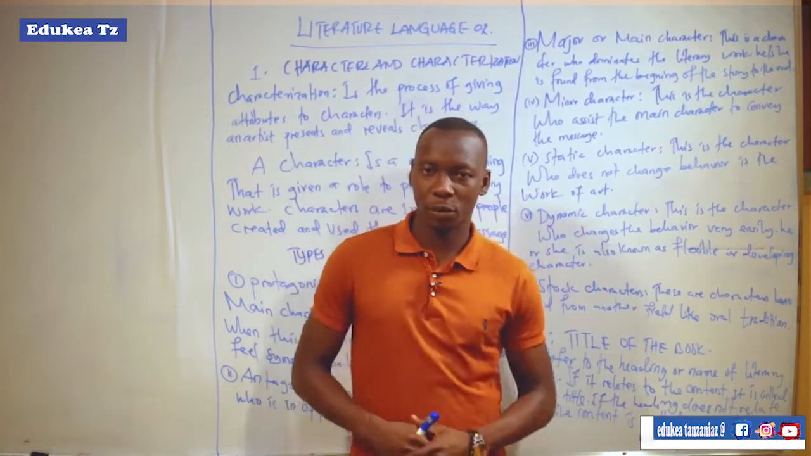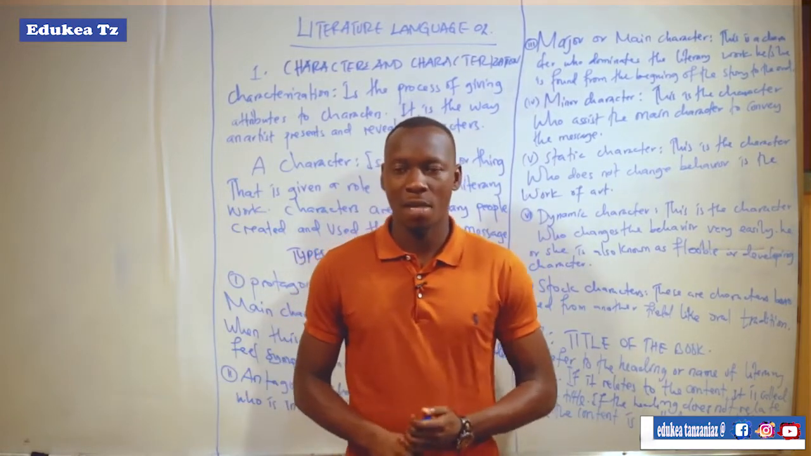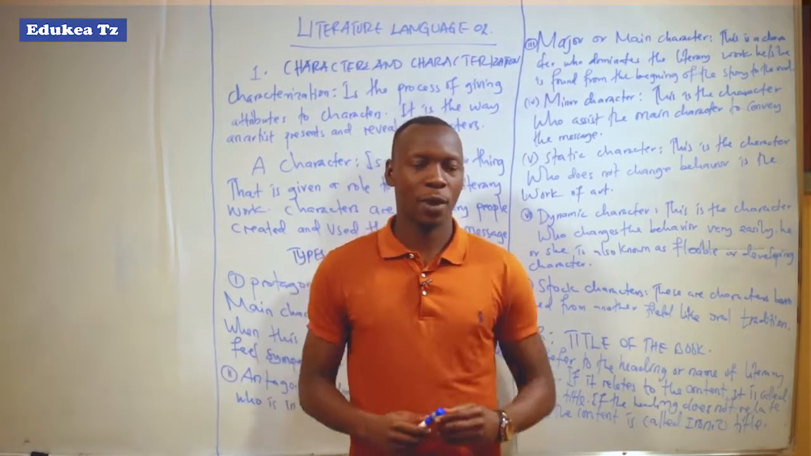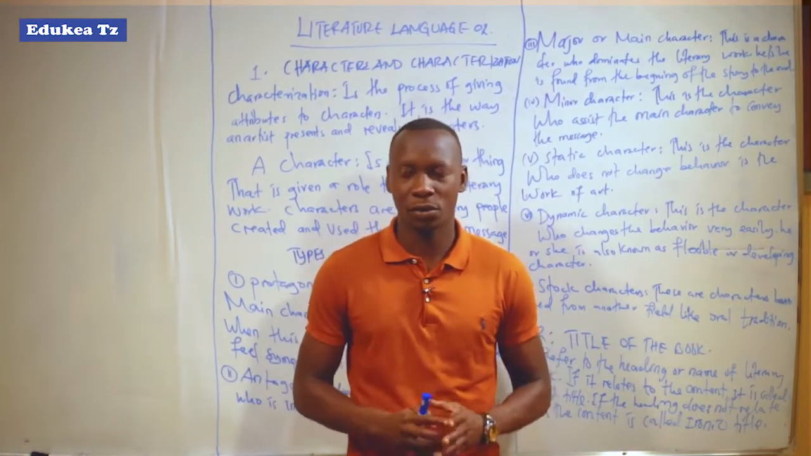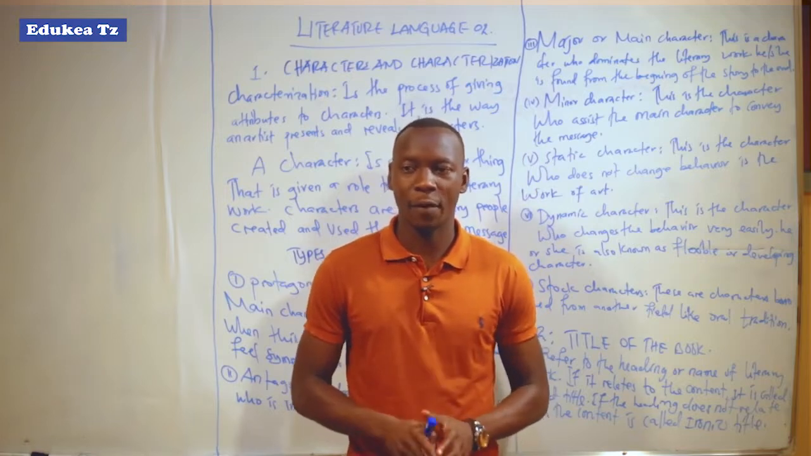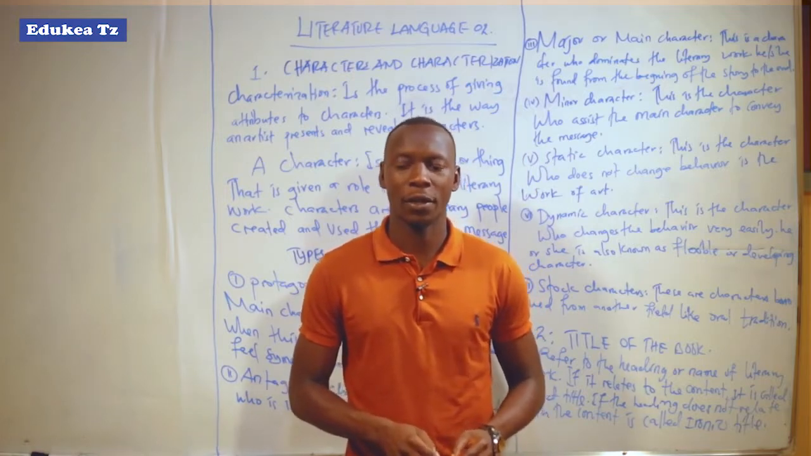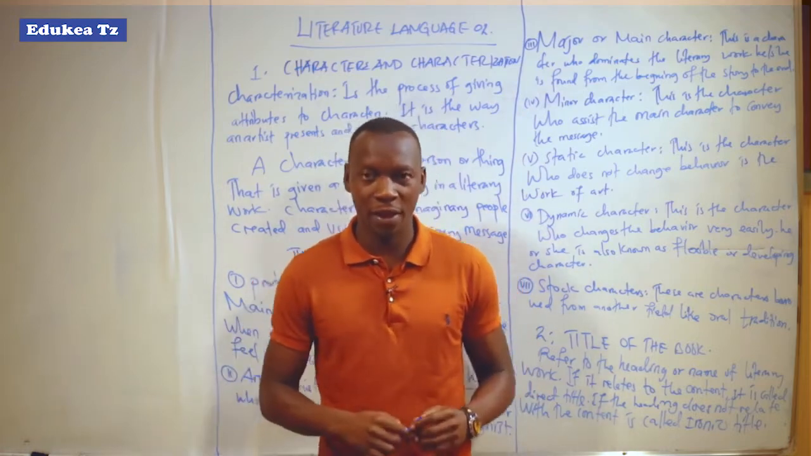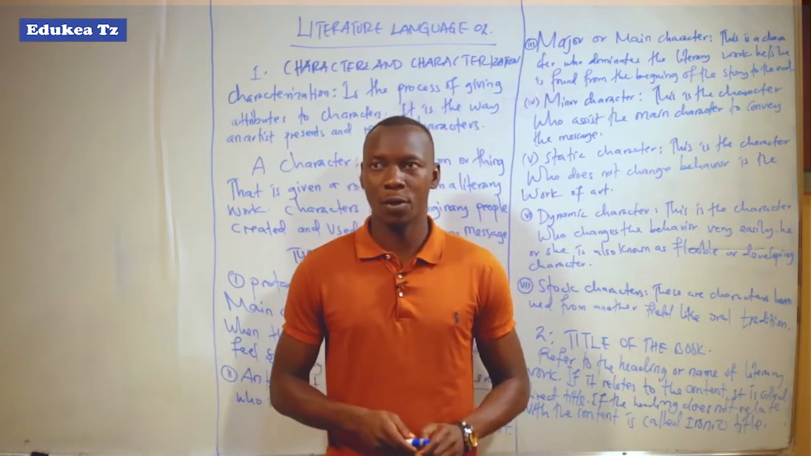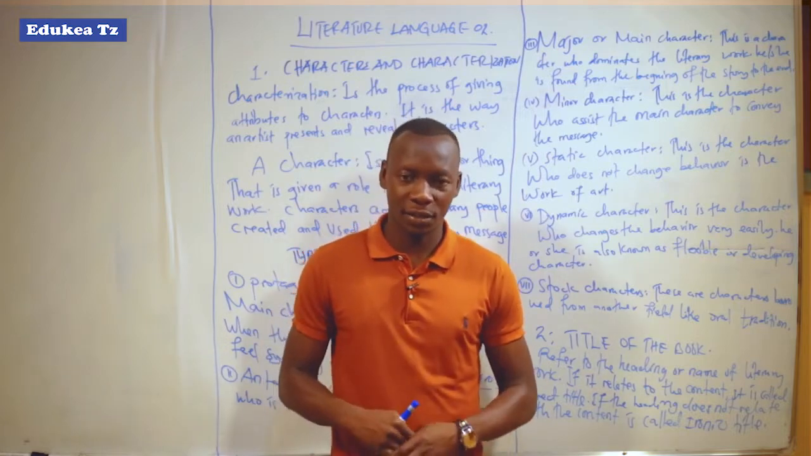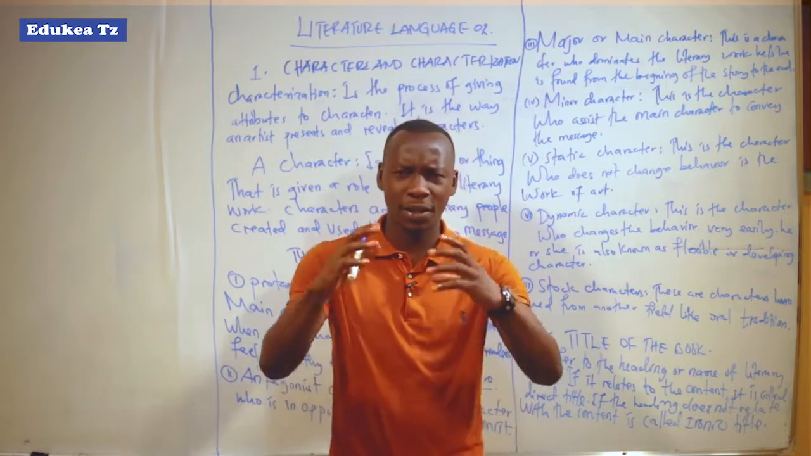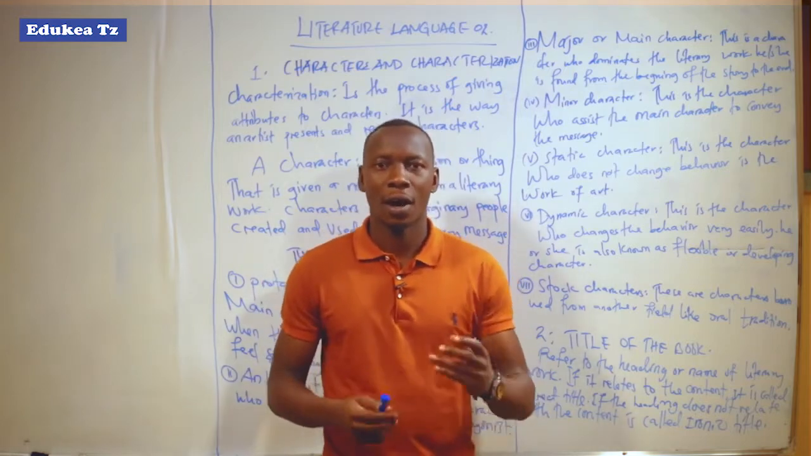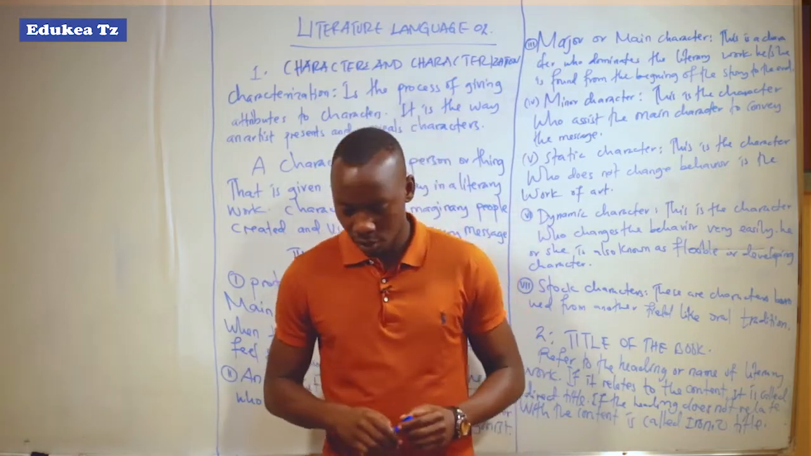When we are talking about character and characterization, first of all, I need to make this clear. When we are talking about characters, we are talking about the things involved in a literary text or literary works, so that they can be used to present or convey the message in a particular community. So that is all about the characters. But the characters are in terms of objects, animals, or human beings.